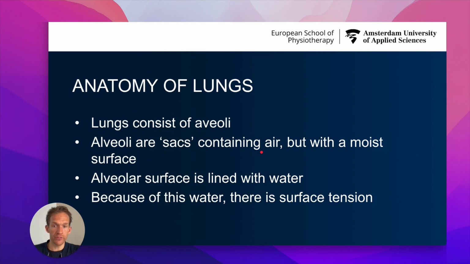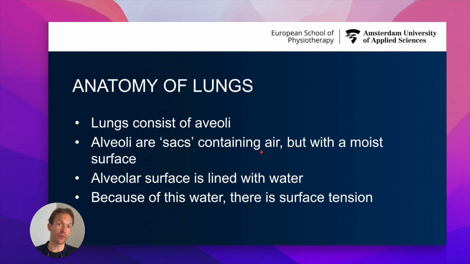So to summarize the anatomy of the lungs, they basically consist of many, many alveoli, and the alveoli are these little balloons or little sacs that form a huge, huge surface. What is interesting is that the inside of the alveoli basically consists of a small layer of water. So the alveolar surface is lined with water, but water has surface tension.